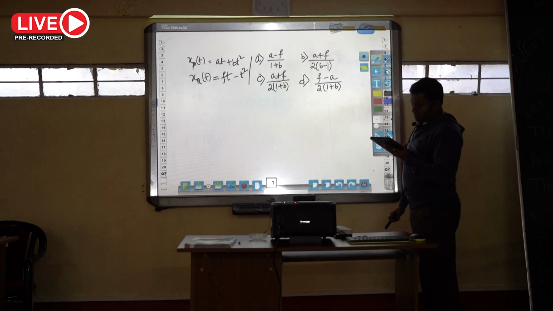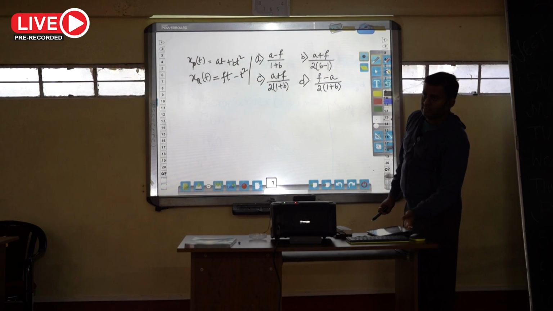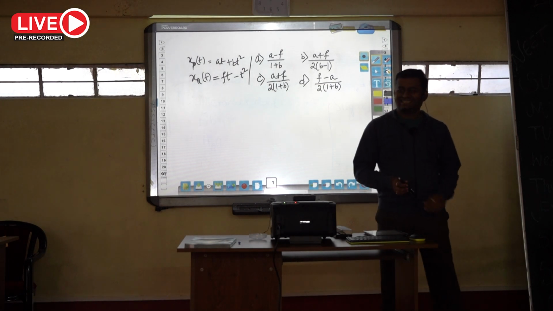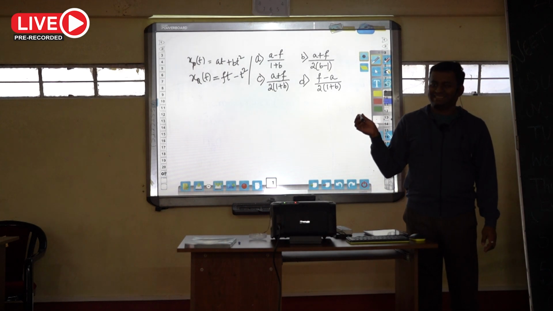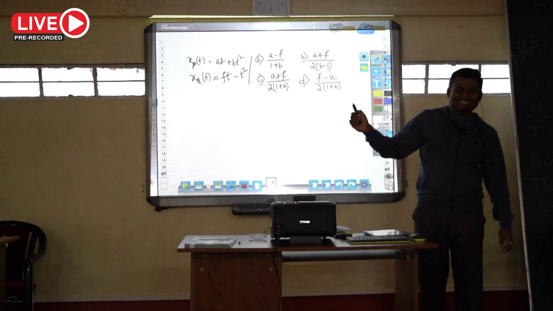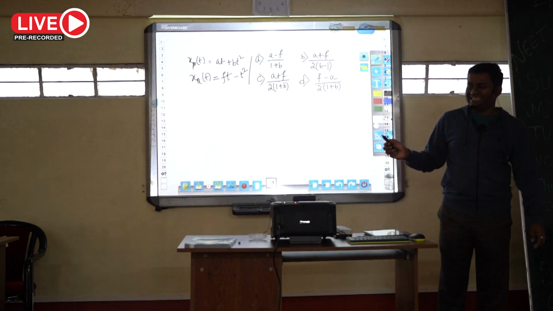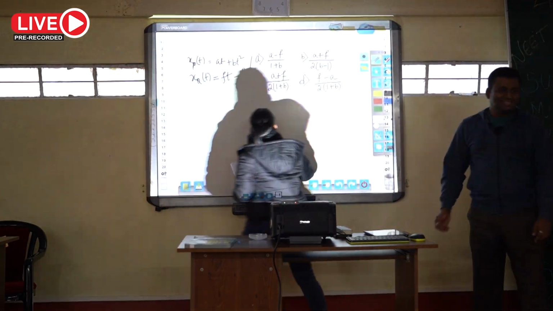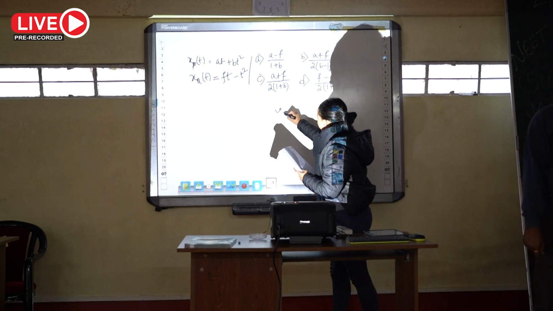A minus f by 1 plus b, a plus f by 2 into b minus 1, a plus f by 2 into 1 plus b, f minus a by 2 into 1 plus b. Option? Last option? Maybe. Solve. Come here and solve. It is one of the mock papers question.